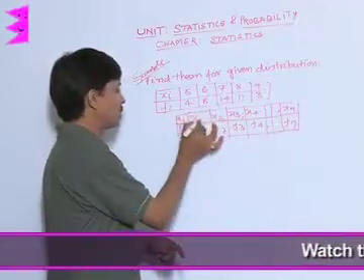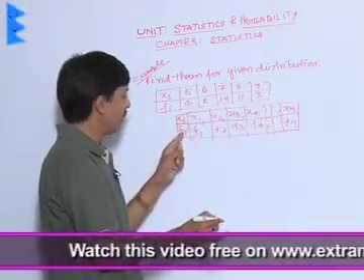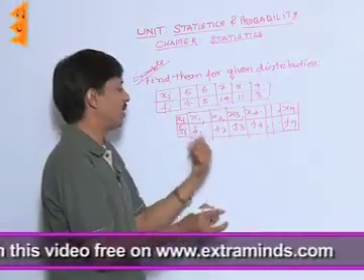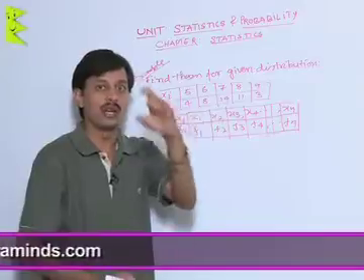xi means first observation, i can be replaced by 1, 2, 3 or n. Similarly, fi's i can be replaced by f1, f2, f3. So if frequencies are given, then how do we calculate the mean?